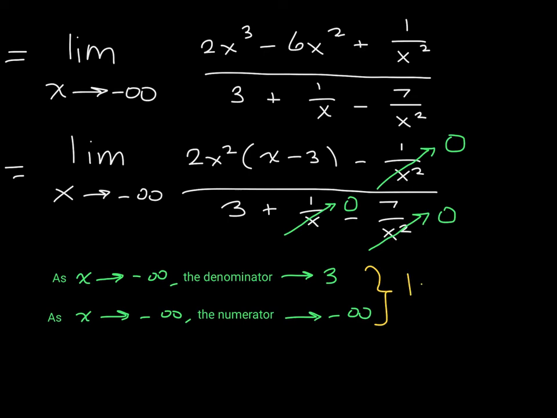Okay, so let me write that down. The limit of our function, I'm just going to call the function f, is negative infinity. That's nicer, right? The limit as x approaches negative infinity is negative infinity. All right, very good.